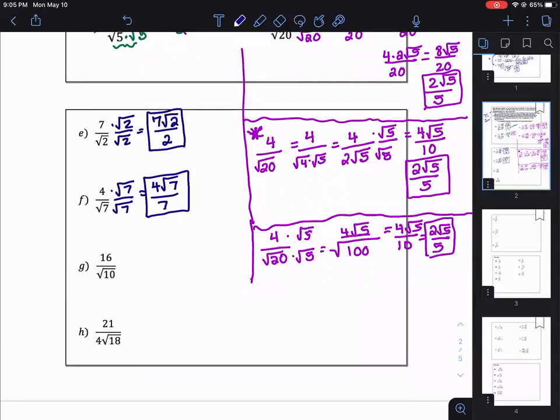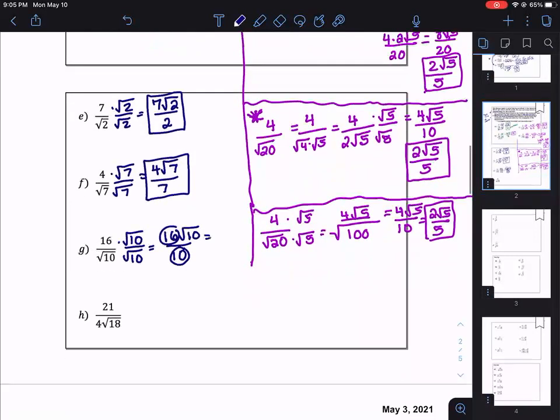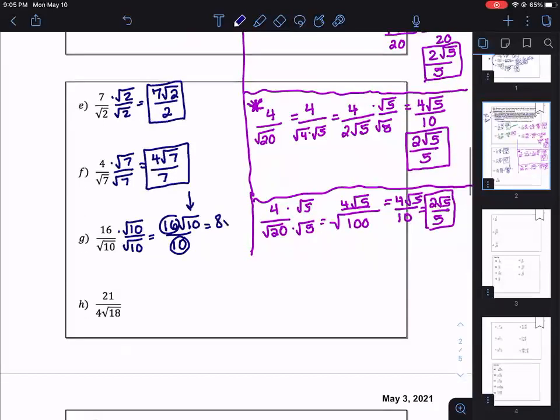Letter G, same deal. I cannot simplify radical 10. So I will rationalize right away. I get 16 radical 10 over 10. 16 and 10 are going to have 2 in common. You cannot touch what's in the radical when you do this. We get 8 radical 10 over 5.